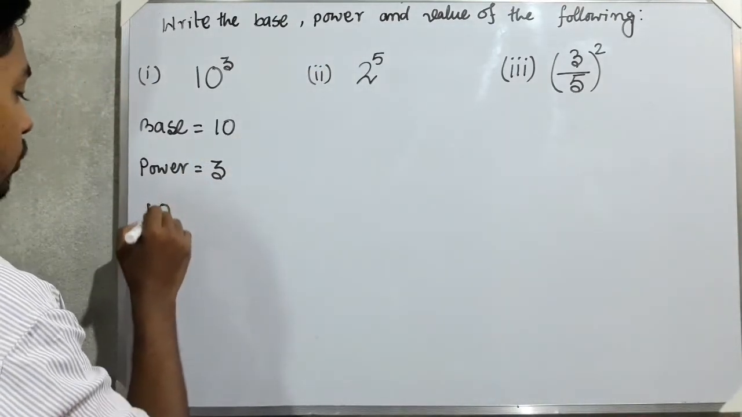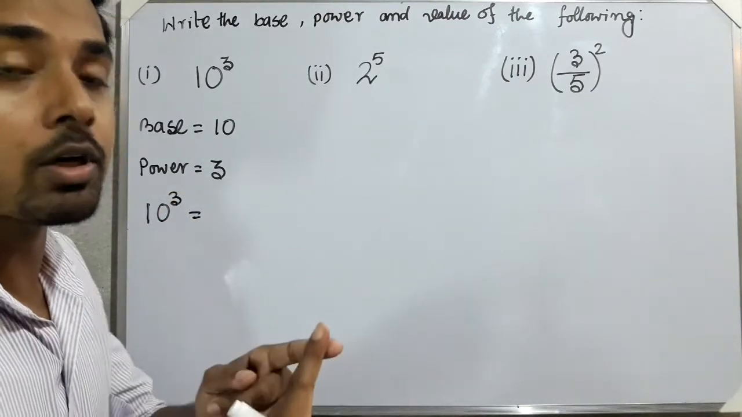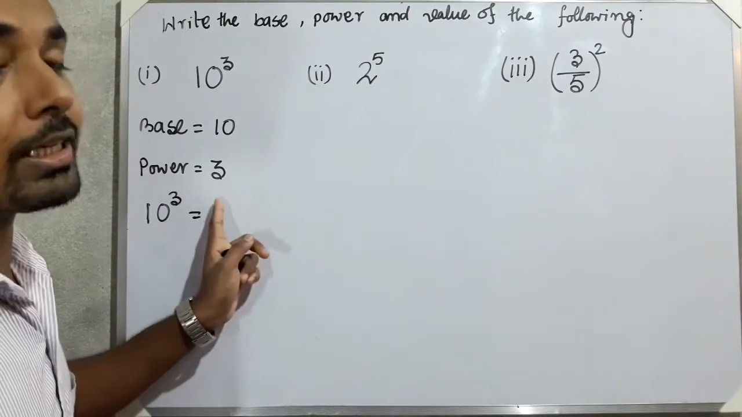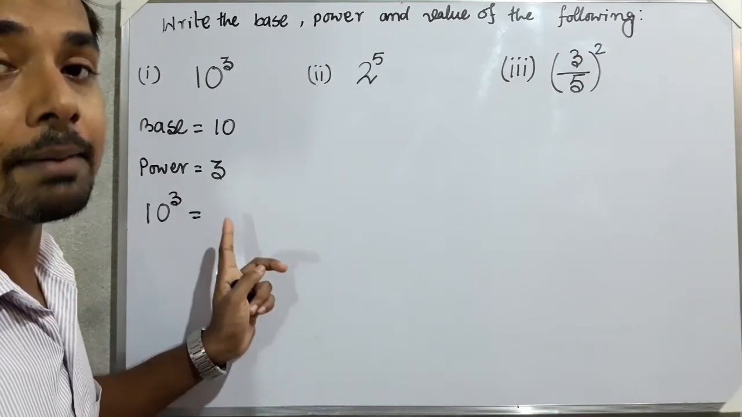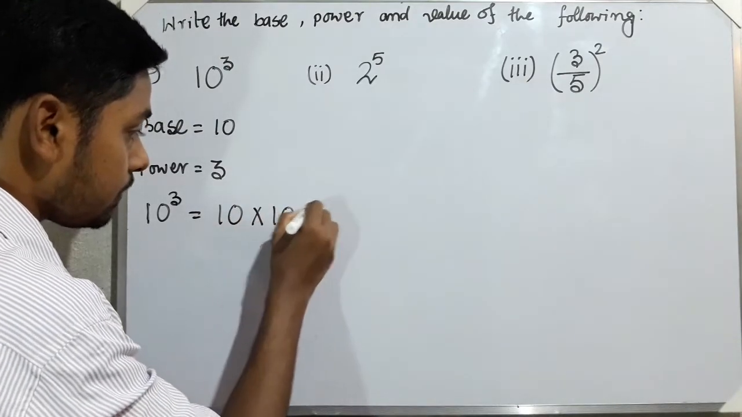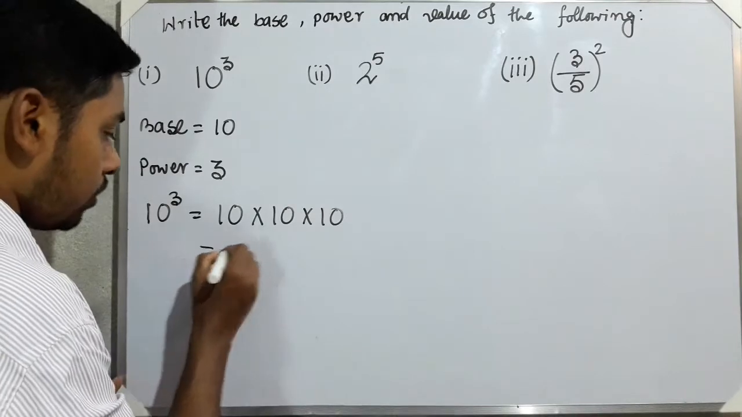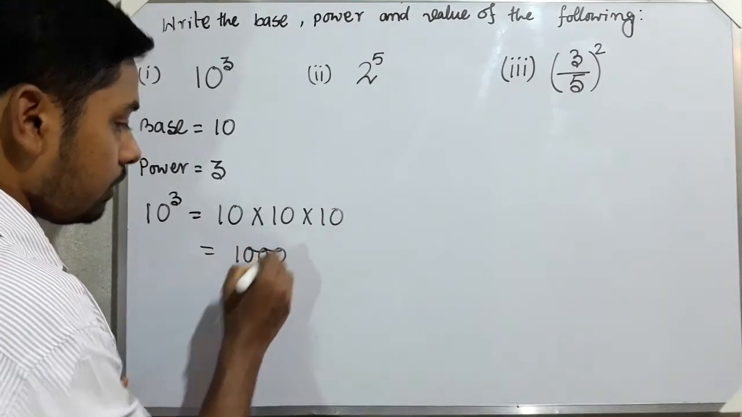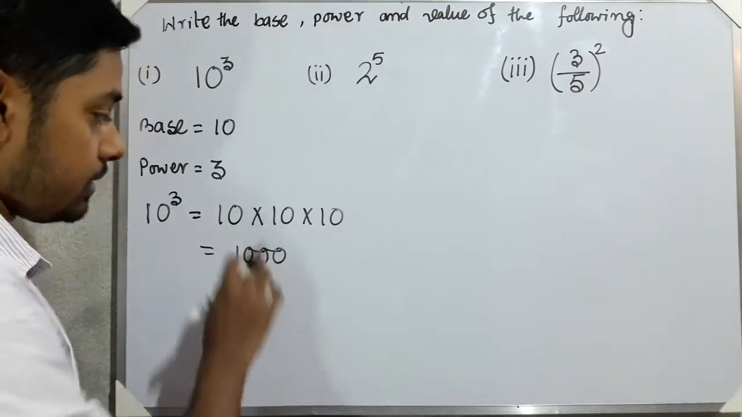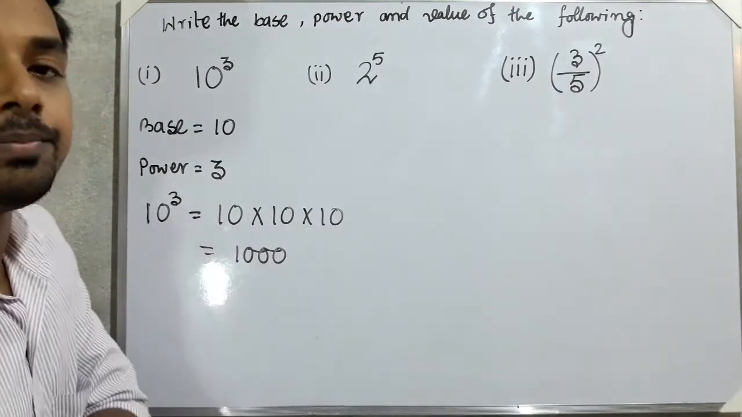So 10 cube, that means what? Cube means to the power 3. That means 10 to the power 3. That means we have to multiply the base 10 three times. Clear, this is the exponential form and this is the value of this number.